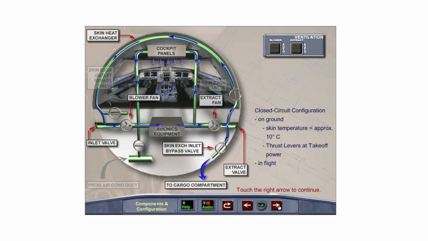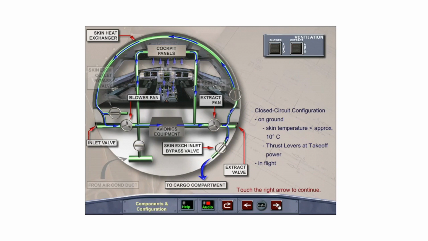The closed circuit configuration operates on the ground when the skin temperature is below approximately 10 degrees Celsius, or when the thrust levers are set to takeoff power, or when the aircraft is in flight. In the closed circuit configuration, the extracted avionics air is cooled by the skin heat exchanger, then recirculated through the avionics ventilation system. In the closed circuit configuration, the skin air inlet and extract valves are in the closed position.